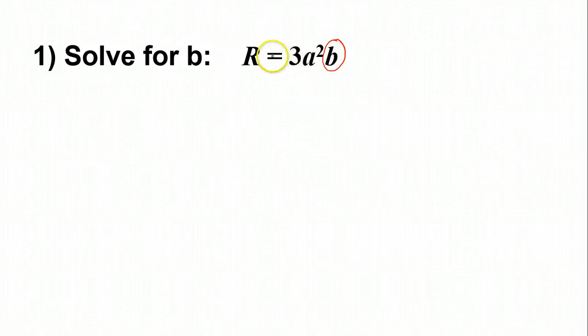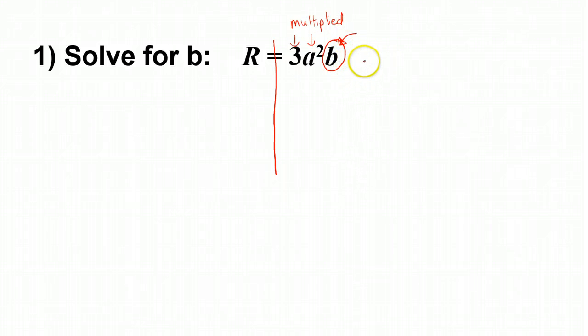So what we'll do is, I'll draw a line here. We want to get b by itself. And right now, there's a 3 being multiplied, and there's an a squared being multiplied. Well, my question to you is, knowing what you know about solving equations, what is the opposite of multiplying? Dividing, right? So the opposite of multiplying is dividing. So we're going to divide by 3, and we're going to divide by a squared.